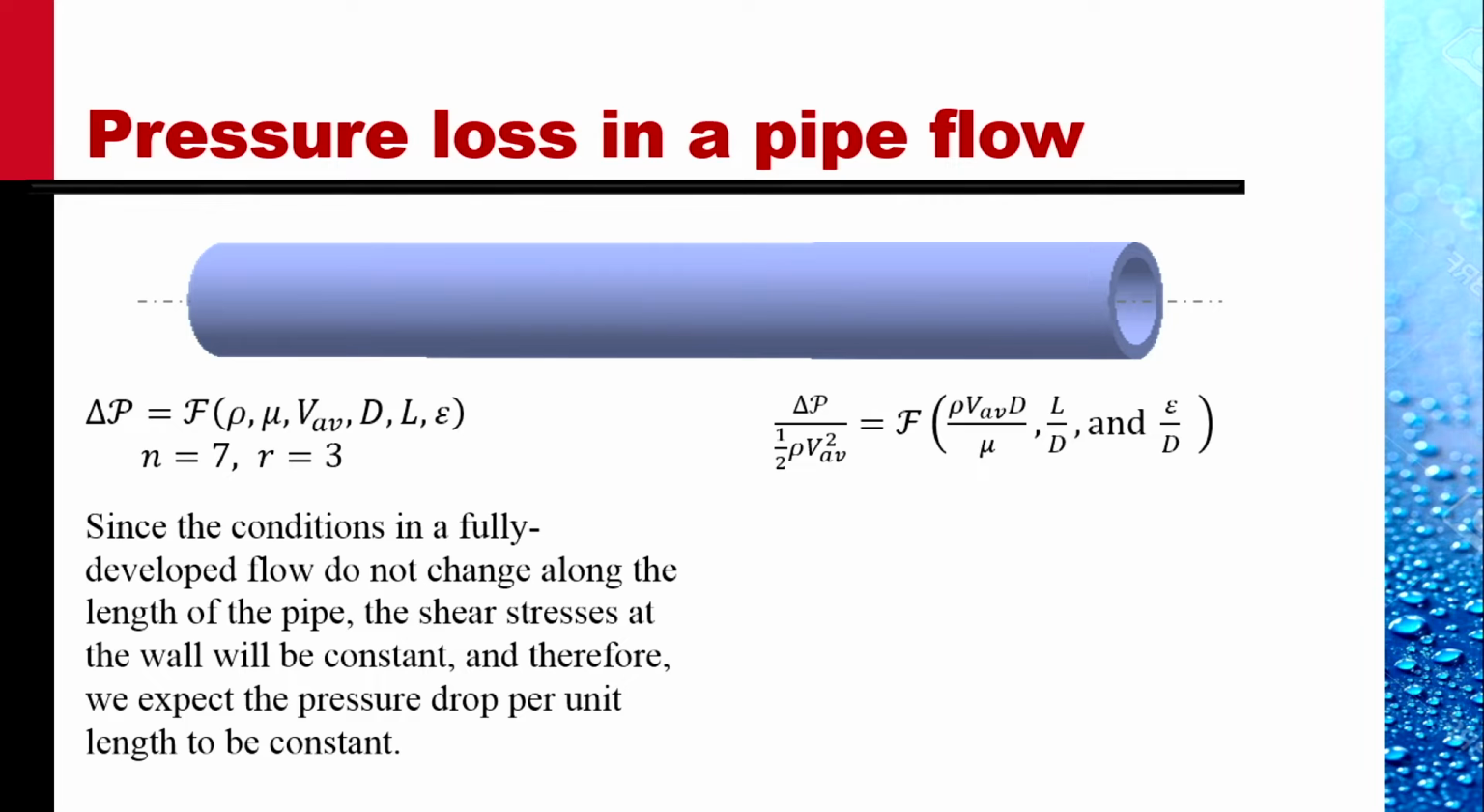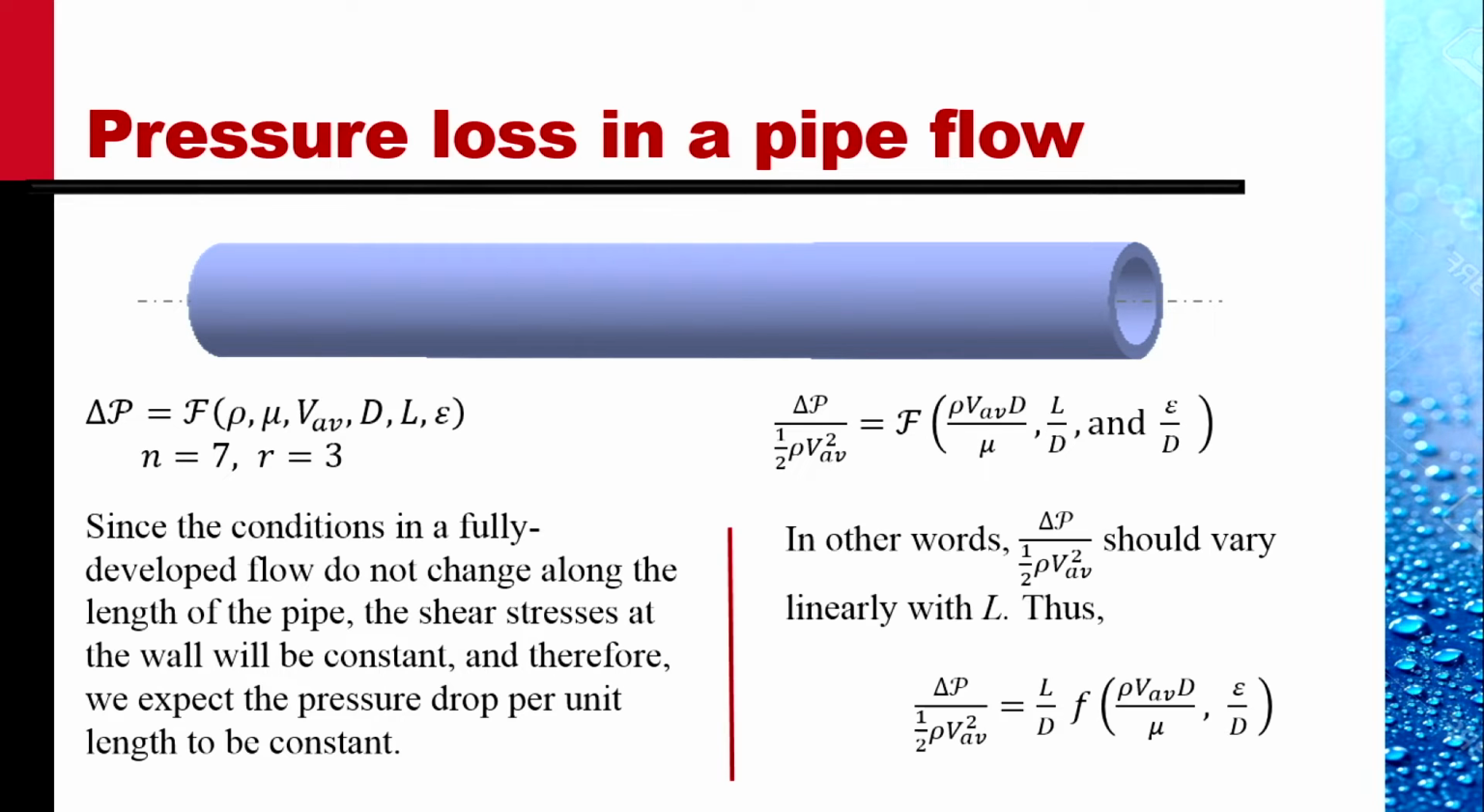If the length of the pipe is very large compared to the diameter, then we can assume that things don't change in the z direction, that is along the axis of the pipe, and if that happens, then the pressure drop would be constant per unit length. In other words, delta P over 1/2 rho V average squared should vary linearly with L.